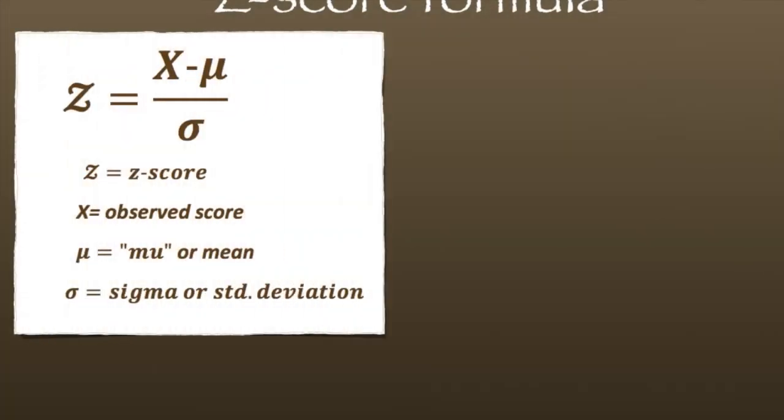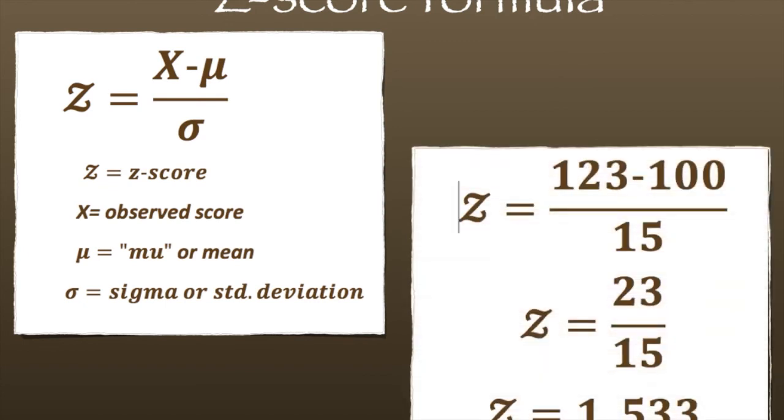The formula for z-score is x minus mu divided by sigma. You first subtract the mu, which represents the mean of the population, from the observed score. Next, you divide by the sigma, or the standard deviation, to obtain the z-score. In this case, a score of 123 minus 100 is equal to 23 divided by 15, which is equal to 1.533, which means the score of 123 is 1.533 standard deviations away from the mean.